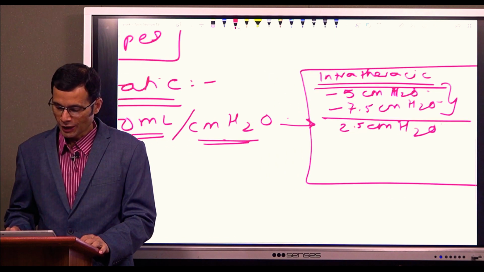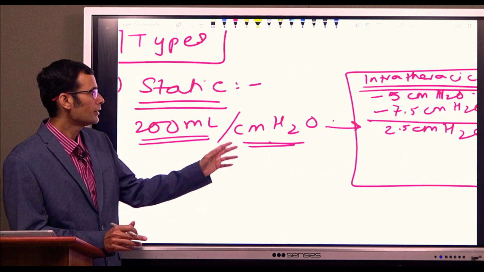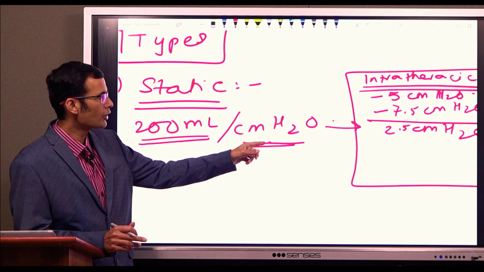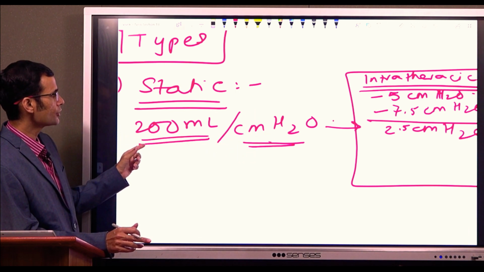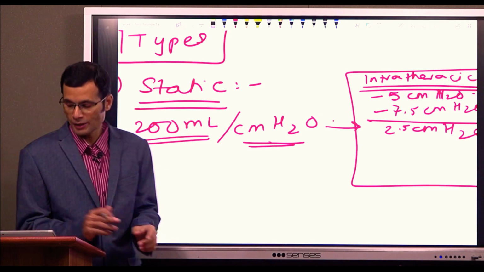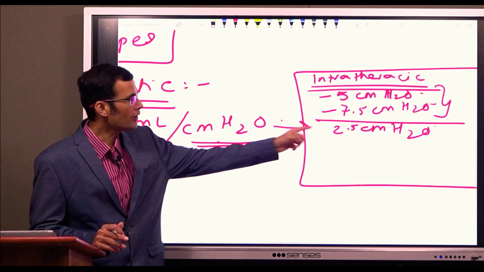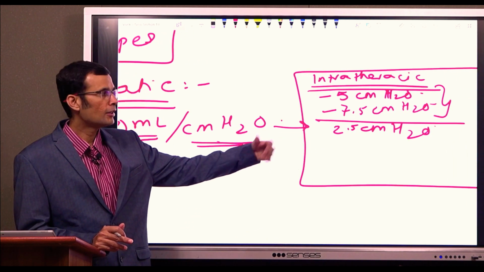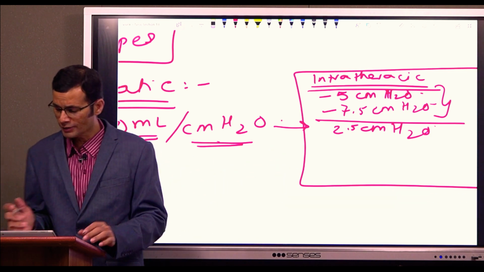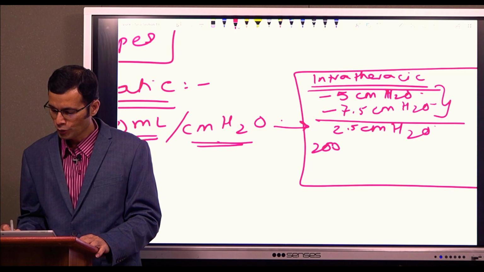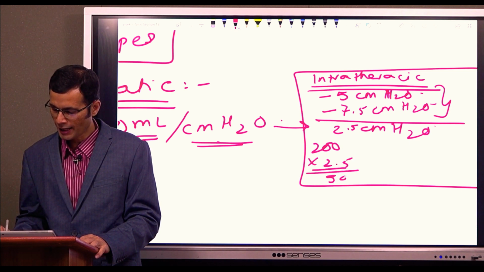Now, consider this, that for every 1 centimeter of water pressure changed around the lungs, the lung distension will be by 200 ml. So, for 2.5 centimeters of water change of pressure, how much will be the distension of the lungs? 200 into 2.5, yes, precisely, and that's 500 ml.